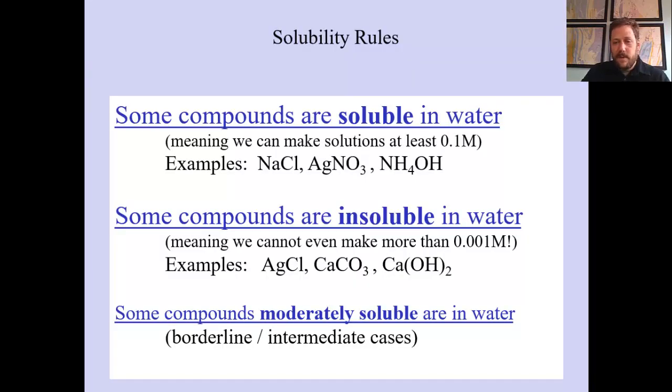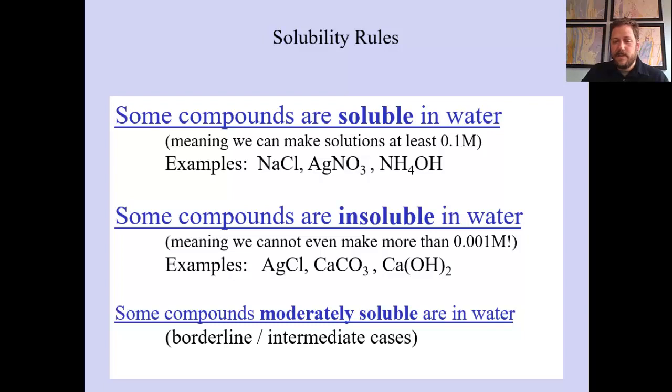Some compounds are soluble in water, and that means we can make solutions that are at least 0.1 molar. Examples are sodium chloride, silver nitrate, ammonium hydroxide. These are all highly soluble in water, and that's because the ion-dipole interactions between these ions and water molecules are strong enough to disrupt the ionic bond.